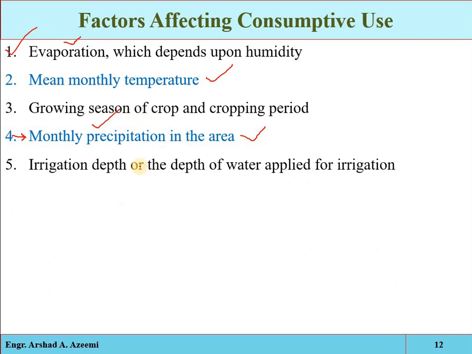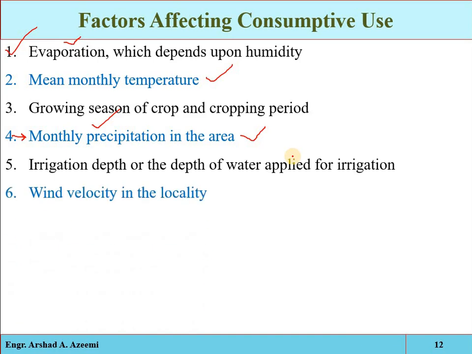Okay, irrigation depth, or the depth of water applied for irrigation. For example, if you are applying more water, then a sufficient amount of water will be available and the consumption rate will also be high. And if the depth of irrigation is less, then the consumptive use will be less, but the growth or the yield will be affected.